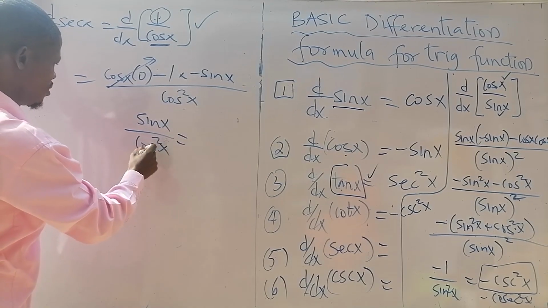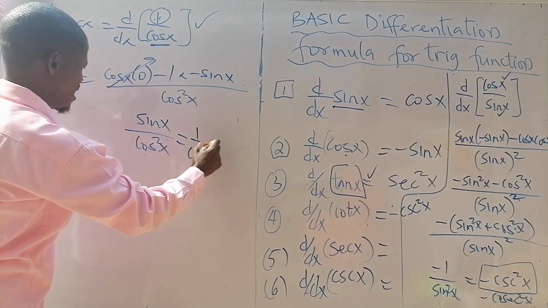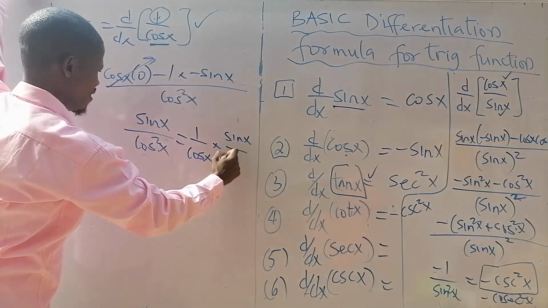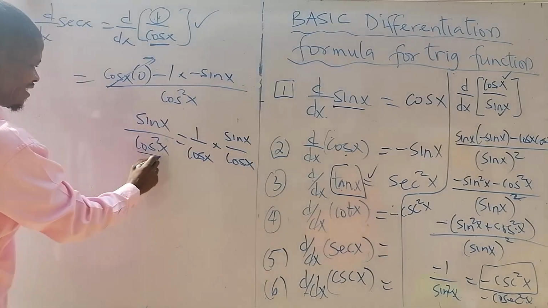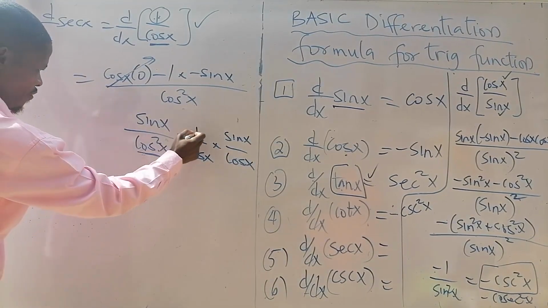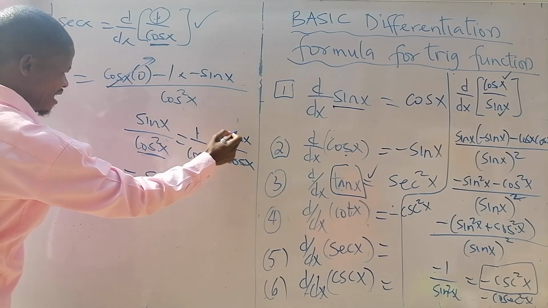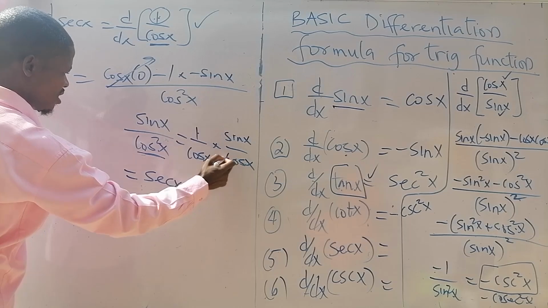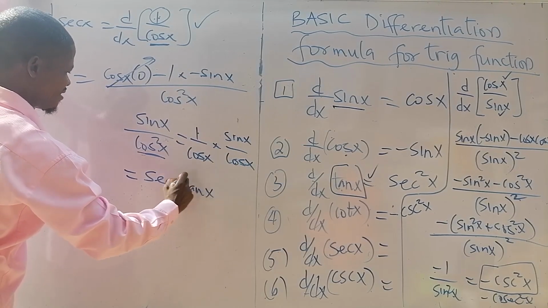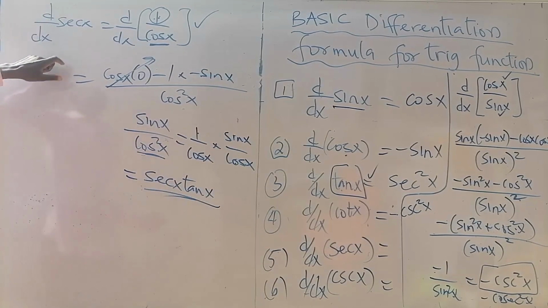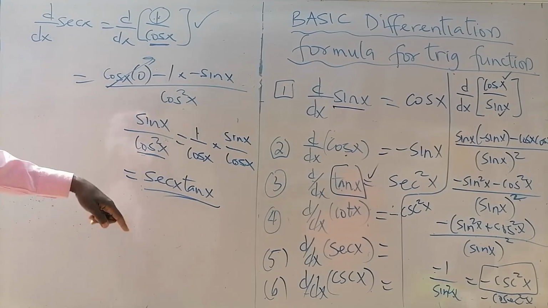I'm going to do something here. This is double. So that will be 1 over cos times sine x over cos x. Just split this one into 2 parts. So 1 over cos is sec x. Sine over cos is tan x. So the derivative of sec is sec x tan x.